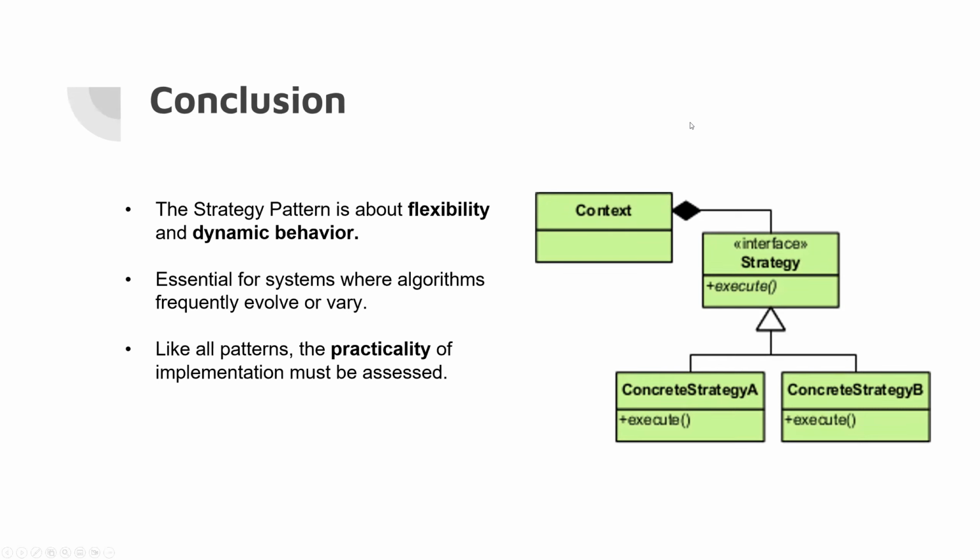In conclusion, the strategy pattern underscores a core tenet of object-oriented design, which is encapsulation. By abstracting out volatile parts of our application, we're not just making our software flexible, but we're also future-proofing it. It's crucial to weigh the benefits against the complexity it might introduce. In scenarios where algorithms and behaviors frequently evolve, this pattern could be extremely useful.